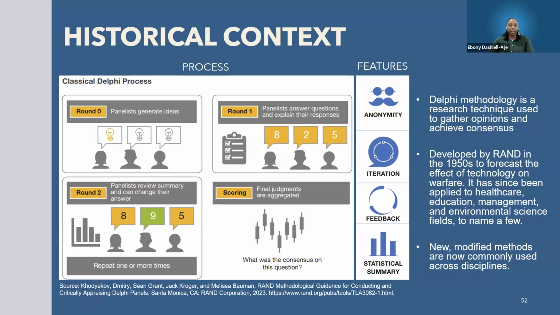Key features of the classical method include anonymity, the iterative response cycle, gathering controlled feedback on responses after each round, and creating a statistical summary. Since the original classical method was created, new modified methods have evolved.